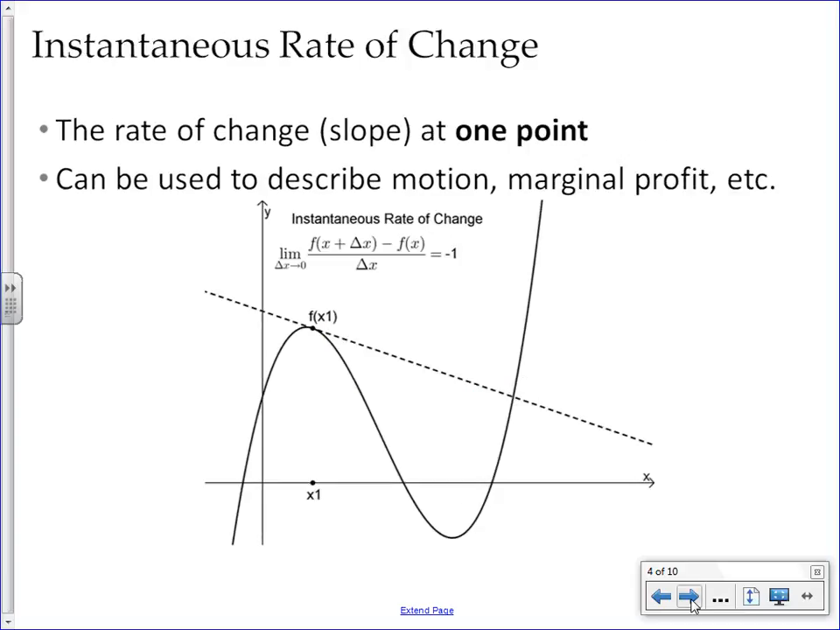Instantaneous rate of change is just a slope at one point. You are going to be asked to find average rate of change and instantaneous rate of change. As long as you know that instantaneous rate of change means the derivative, you should be fine. As long as you know that average rate of change means the slope on that interval, you should be fine. Can you calculate slope? Do you know how to calculate slope between 2 points? Run over rise, right?